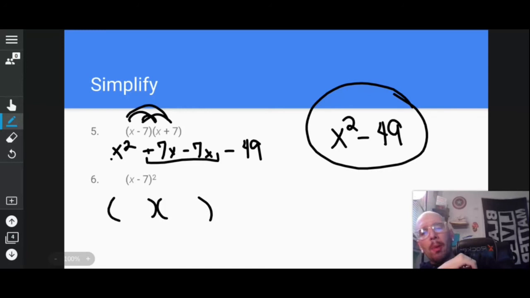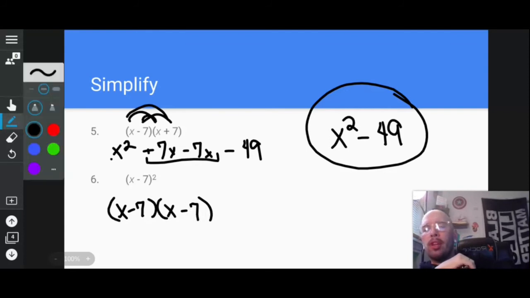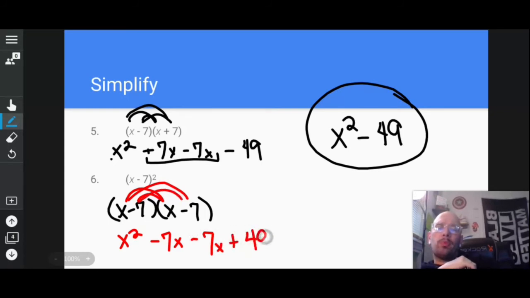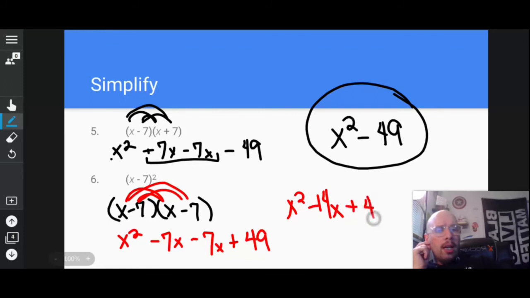So x minus 7 is going to be written out twice. And then you go through your standard FOIL process. X times x is x squared, minus 7x, minus 7x, plus 49. And what you end up with is x squared minus 14x plus 49. This is called a perfect square trinomial.